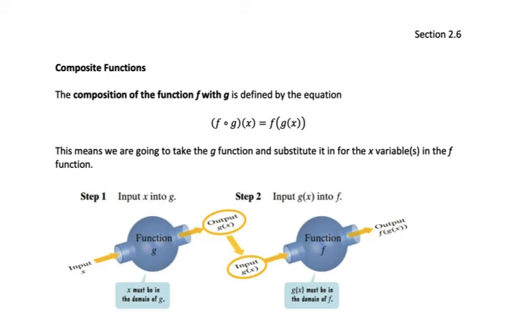In this video for section 2.6, we're going to define composite functions. Composition of functions is basically taking one function and substituting it in for the variable in the other function. So there are two ways that we can write the composite function. We can use these nested parentheses like this, where we have f of g of x. This means that we're replacing x with the entire function g of x.